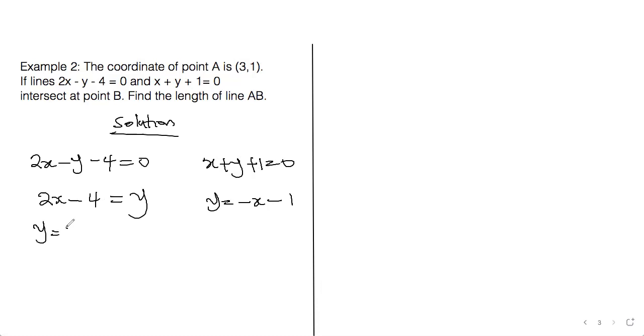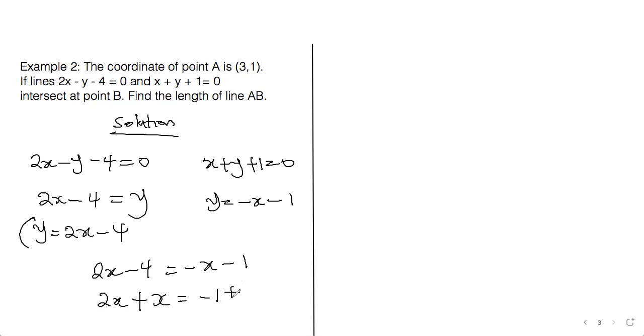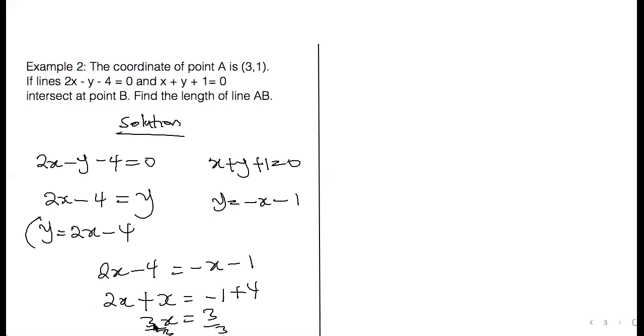So this I can rewrite as y equals 2x minus 4. So I can equate the y's. So that's where the two lines intersect. Whatever I get as x and y will be the coordinates of the point B. So if I equate the two, I will have 2x minus 4 equals minus x minus 1. Then I have 2x, remove this one here, you have plus x equals minus 1 plus 4. Then 3x equals 3. Then you divide both sides by 3. Then x will be 1. So I have x as 1.